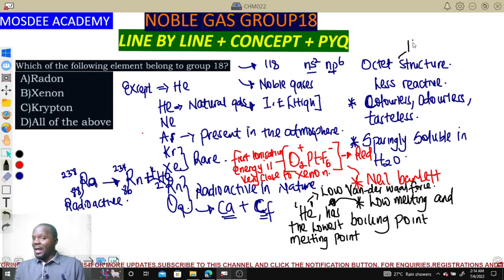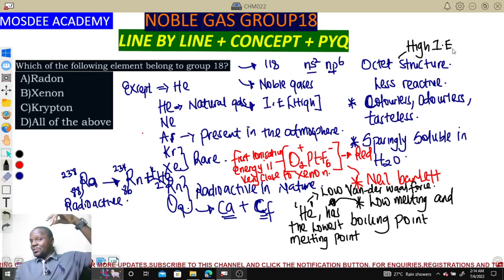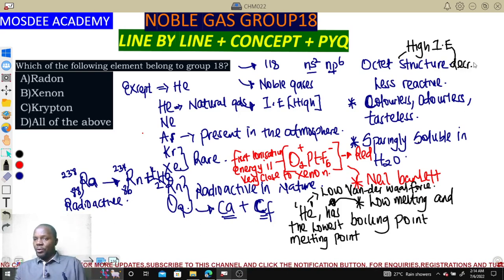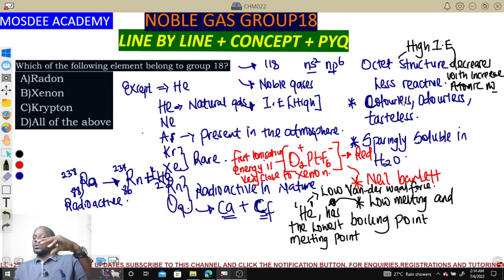You expect them to have high ionization enthalpy, right? And one thing about the ionization enthalpy is that it decreases as you go down the group, with increasing atomic number or quantum shell. So note that as you go down the group, you expect ionization energy to go down. I hope you understand. So they have high ionization energy, high ionization enthalpy, however you want to write it.